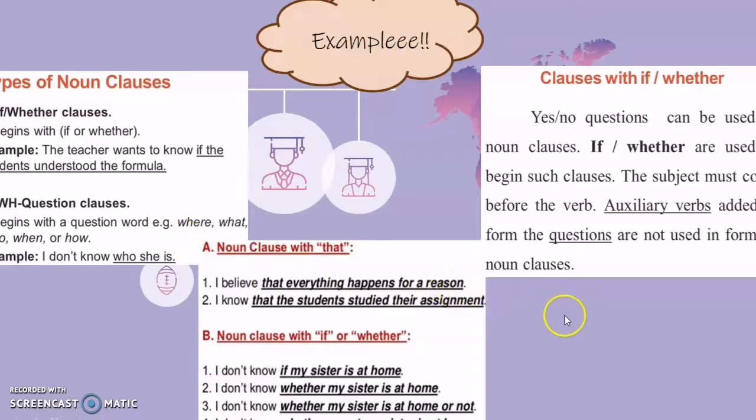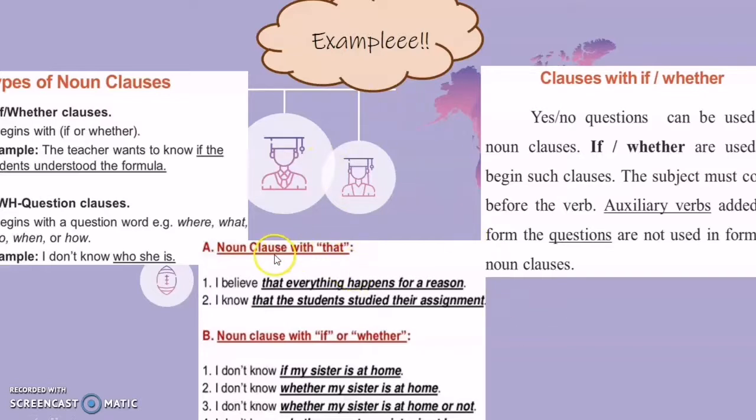Next is the clause with if or whether. Yes or no questions can be used as noun clauses. If or whether are used to begin such clauses. The subject must come before the verb. Auxiliary verbs used to form the question are not used in forming noun clauses.